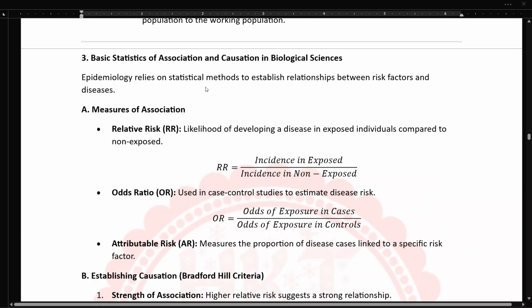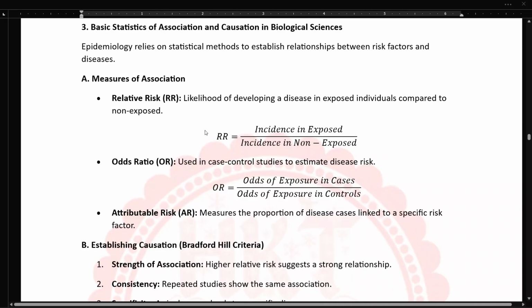Next, we have basic statistics of association and causation in biological science. Epidemiology relies on statistical methods to establish relationships between risk factors and diseases. Measure of association: relative risk, RR, is the likelihood of developing a disease in exposed individuals compared to non-exposed. RR is equal to incidence in exposed individuals upon incidence in non-exposed individuals.